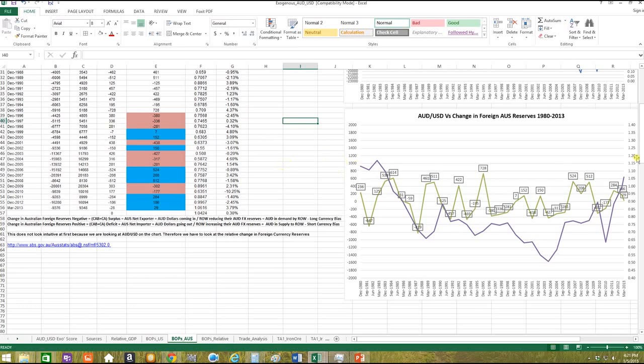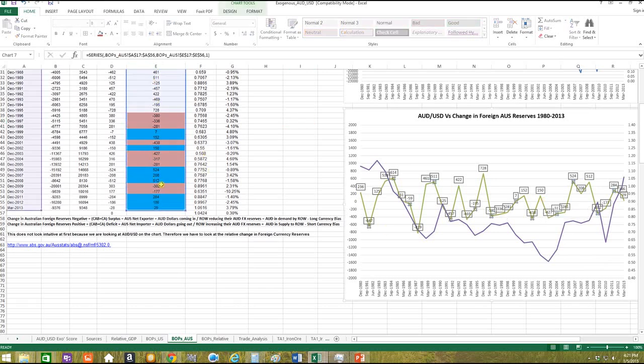And what we've got here is, on the right hand side, the Aussie dollar US dollar exchange rate versus the change in foreign Australian reserves, so versus the balancing item. If we click on that, you'll see we're referencing column E, the change in the balancing item. So on the left hand side, we have the scale of minus to plus 2 trillion, and this is going back to 1980, and you can see that they kind of do follow each other, but there's anomalies.